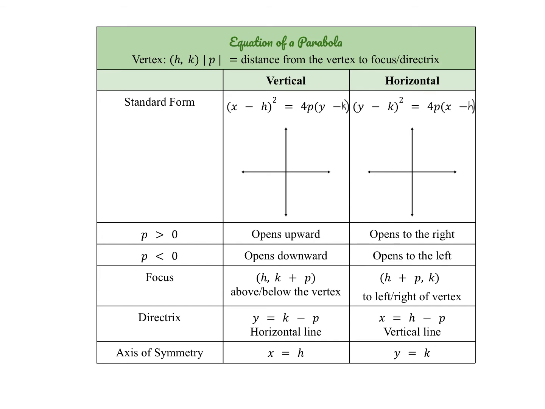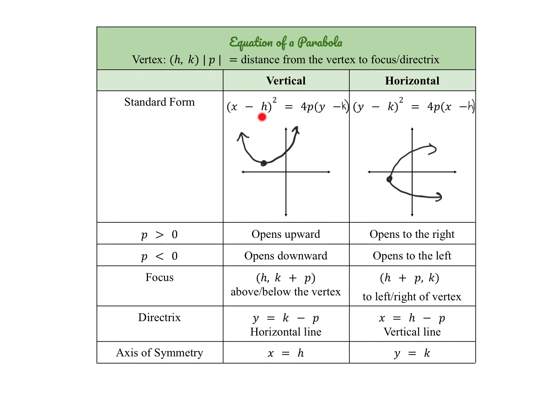It depends on what variable is being squared. So if x is being squared, it's going to be a vertical parabola. And if y is the term being squared, it's going to be a horizontal parabola. So you might have something that looks like this, or you might have something that looks like this. Again, these are just rough sketches.